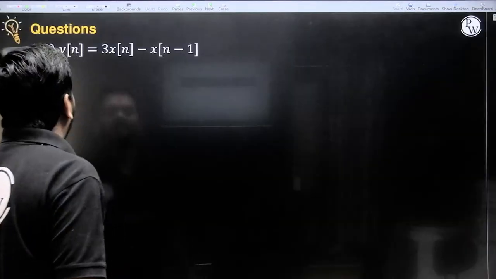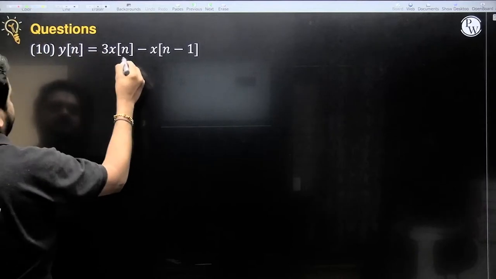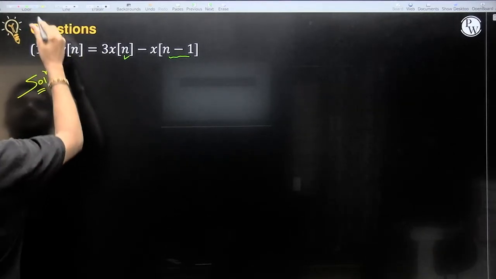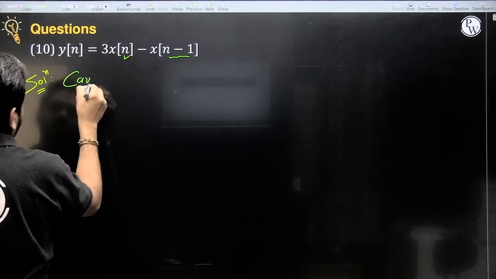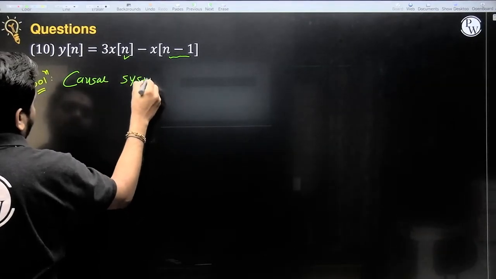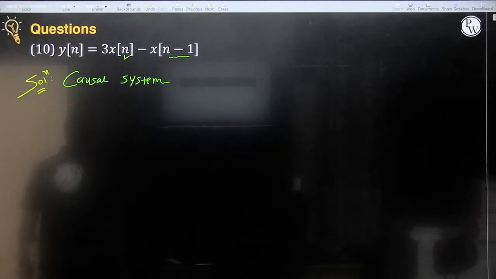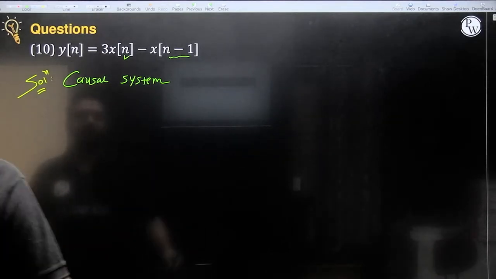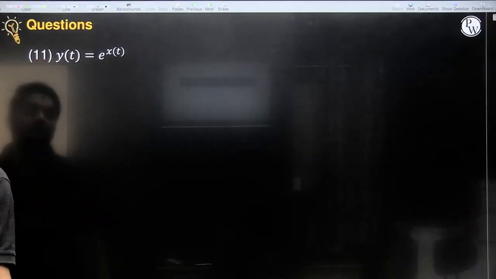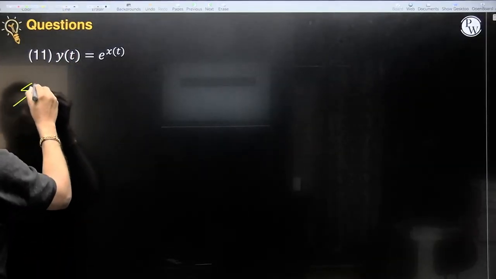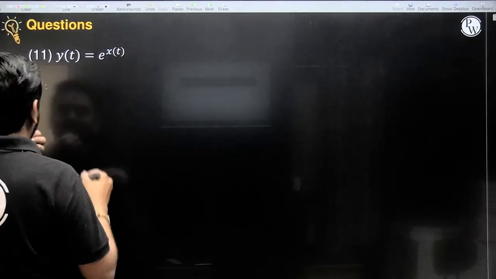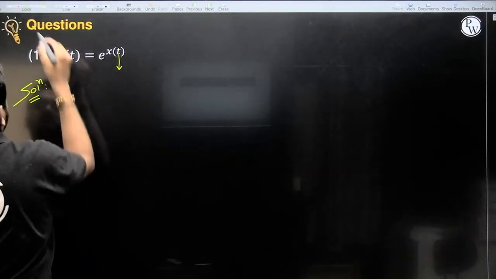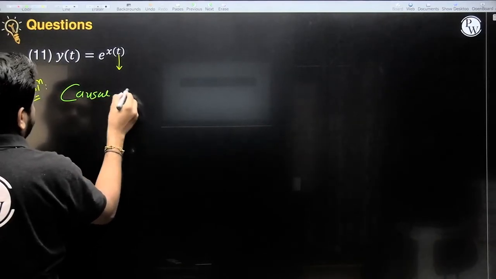Next question, x of n minus x of n minus 1. So this is n, and this is n minus 1. That's why we can directly say the given system is causal. Okay. Now next question, number 11, y of t equal to t power x of t. Again, you have to check the variable in the bracket only. No operation is performed on the variable present in the bracket. So here also, you can directly say it is a causal system.